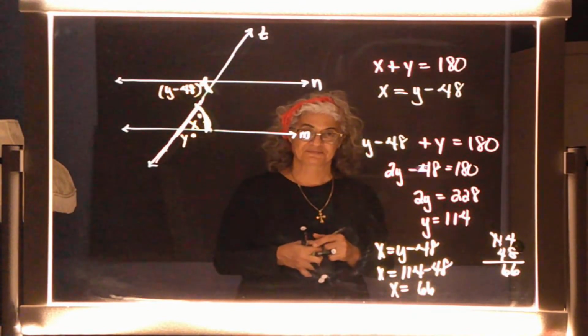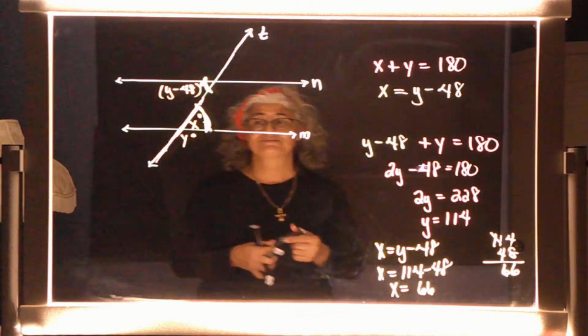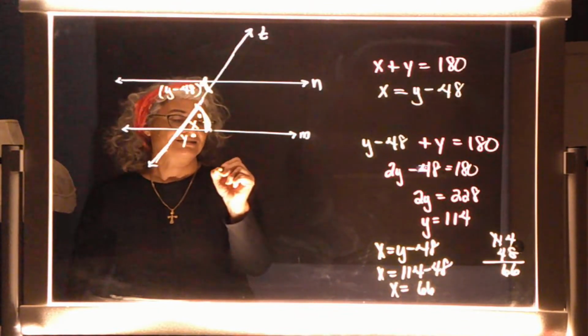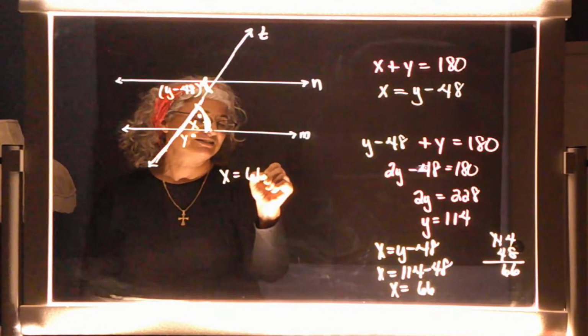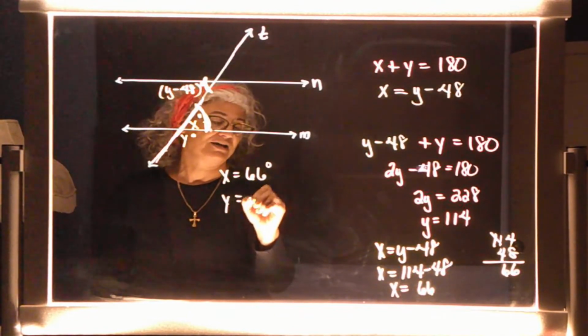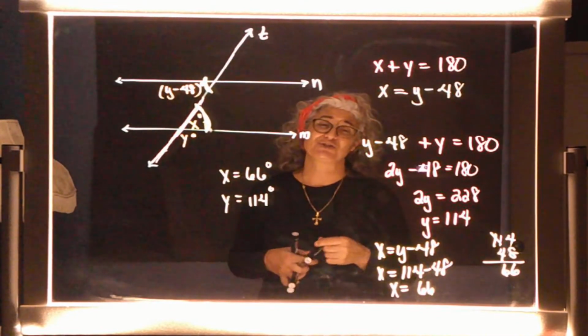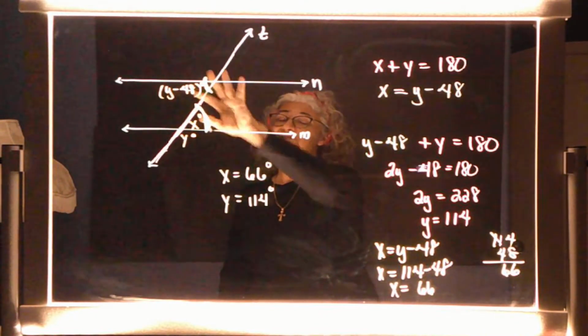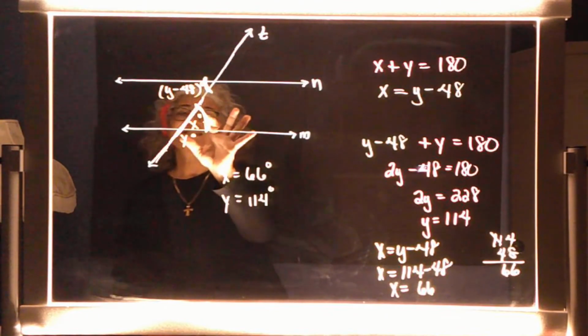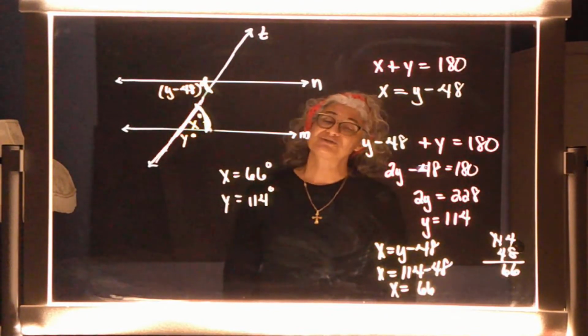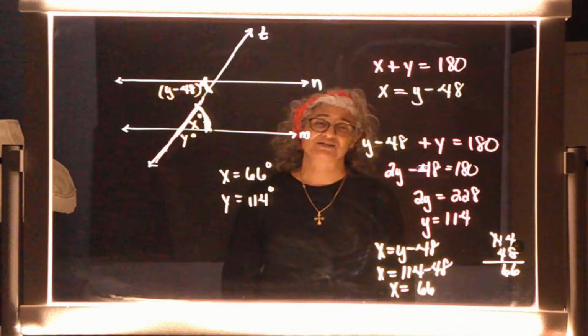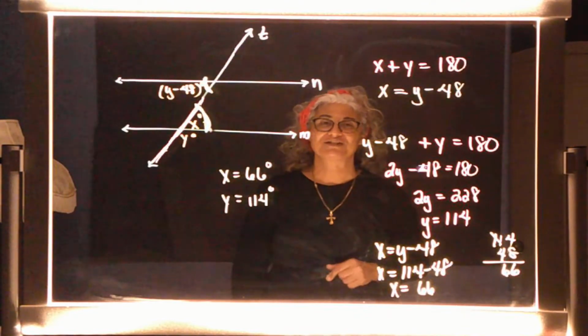Good? Okay, so x is 66 degrees and y is 114 degrees. And again, this was all based on you remembering alternate interior angles, recognizing these two are supplementary angles, and then setting up the equations. Cool? Hang in there. Got another one for us.